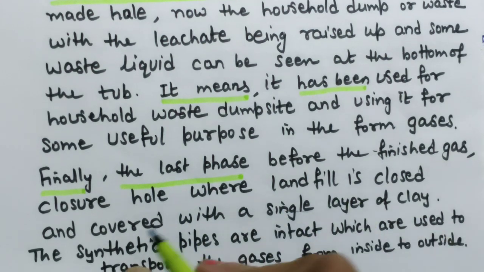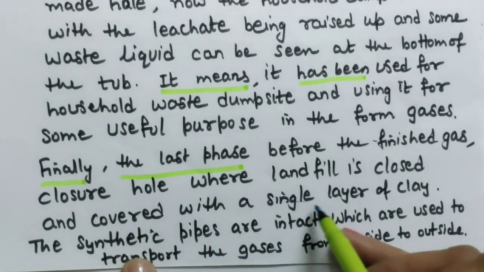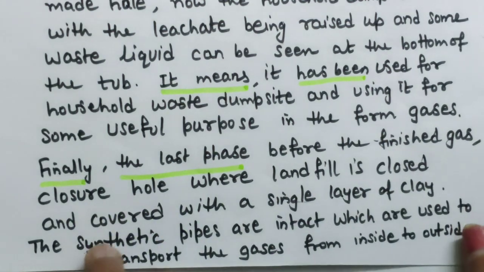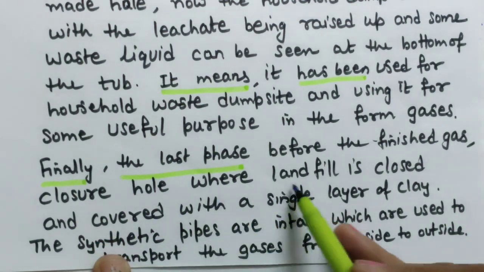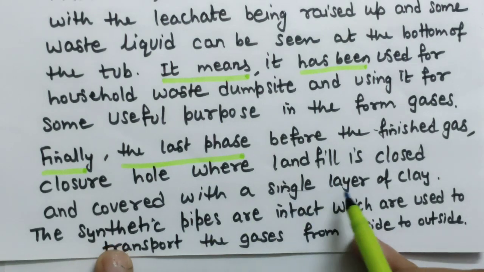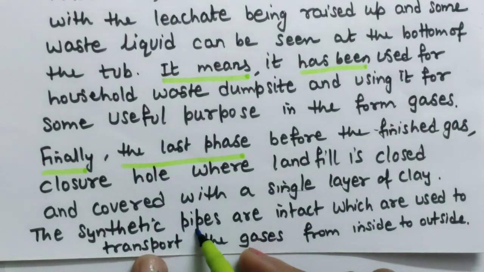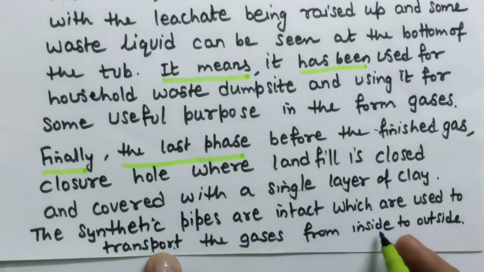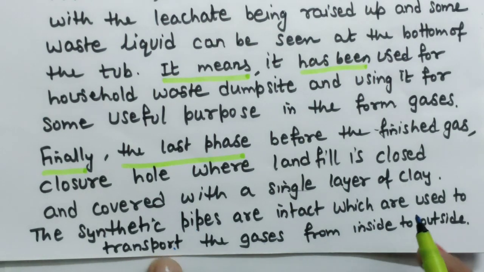Okay, now finally the last phase before the finished gas closure hole, where the landfill is closed and covered with a single layer of clay. So closure hole they have given here, its name is given for closure hole, where landfill is closed and covered with a single layer of clay. The synthetic pipes are intact, which are used to transport the gases from inside to outside. See this.